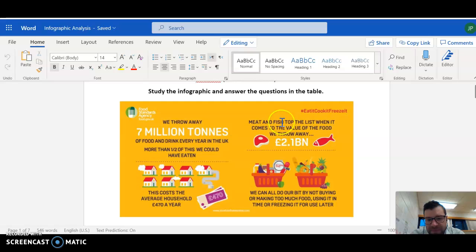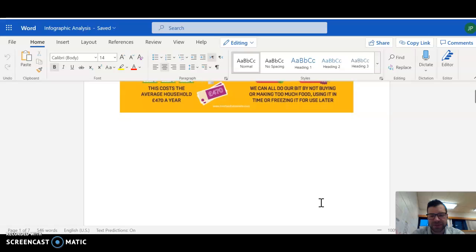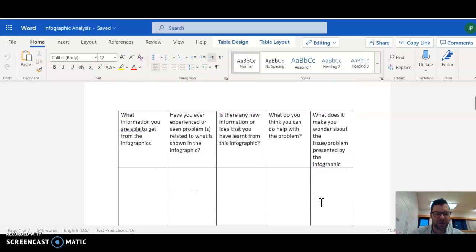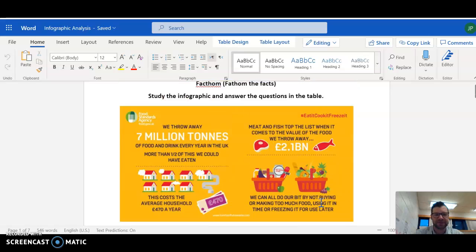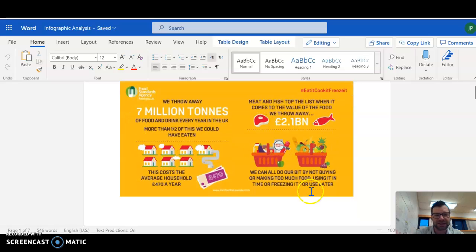Meat and fish top the list when it comes to the value of food we throw away. 2.1 billion pounds. We can all do our bit by not buying or making too much food, using it in time or freezing it for use later. Well, let's look at the questions. What information are you able to get from the infographics? Well, it's telling us about how much food is thrown away every year in the UK.